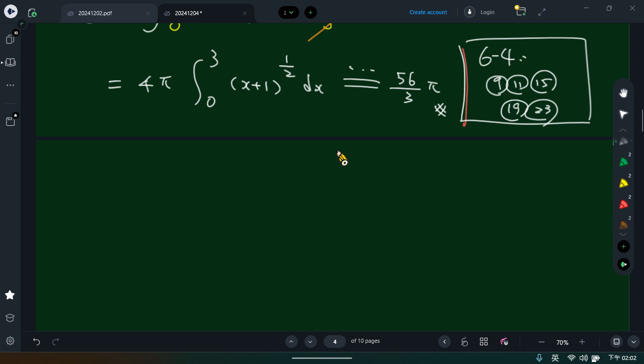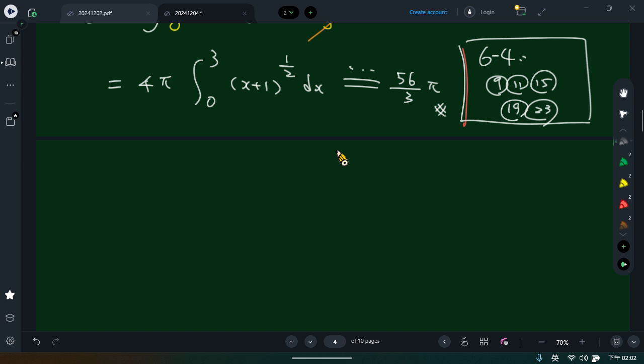But this time, we also learn two types. One is the disk method. The other one is the washer method. Disk method, washer method. Okay. Then finally, we learn the shell method. Do you remember I gave you a tip on how to distinguish whether you should apply the disk method, washer method, or shell method?